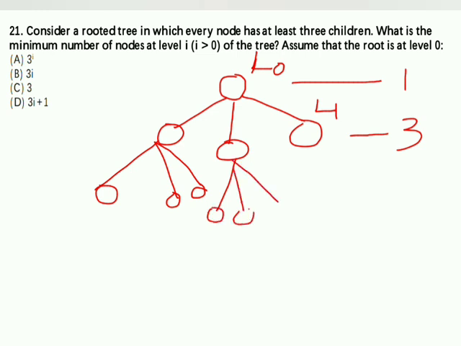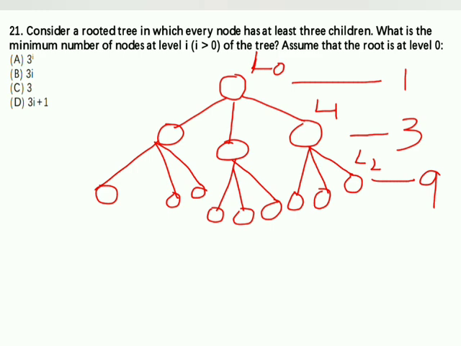So for every node we are considering 3 children here. Minimum 3 children, so maximum many children can be there. So minimum 3 children we are considering. So here, what are the number of nodes at level 2? At level 2 we have totally 9 nodes.